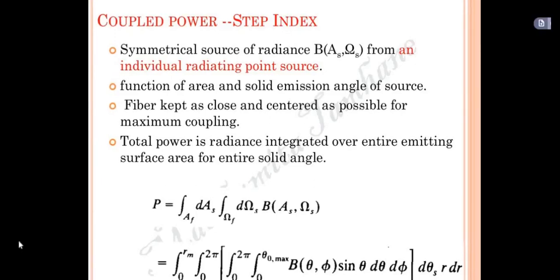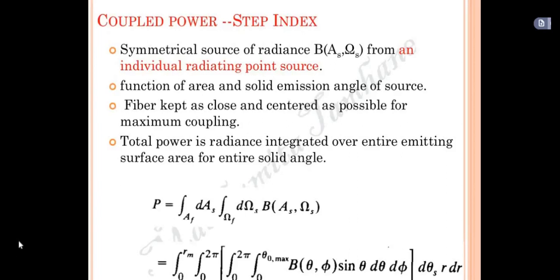So the fiber is kept as close and centered as possible for maximum coupling. To get the maximum coupling, the fiber needs to be close. That is the first condition. The second condition is that it should be at the center part of it. We try to keep it at the center part, so that we get the maximum coupling.